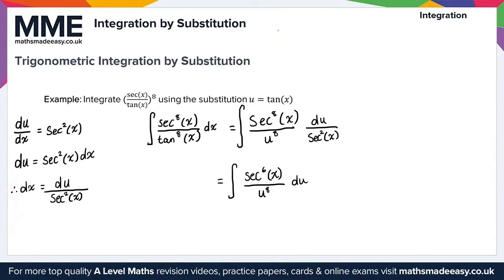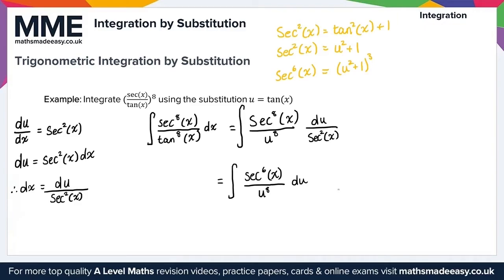Well, if we start at the top here, recall that sec squared x is equal to tan squared x plus 1. So in that case, sec squared x can be written as tan squared x, which is u squared using our substitution, so that's u squared plus 1. So if we want sec to the power of 6 here, this becomes u squared plus 1 to the power of 3.